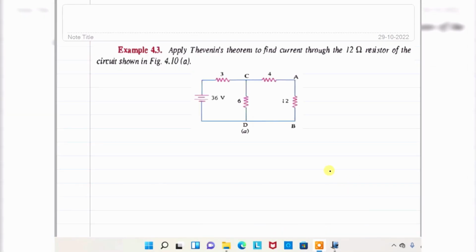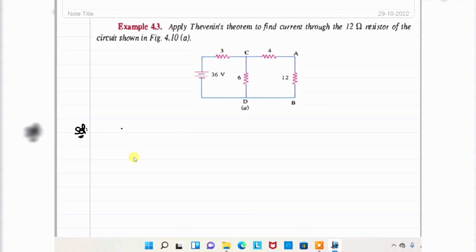Next, example 4.3. Here, apply Thevenin's theorem to find the current flowing through the 12 ohm resistance. This is a 12 ohm resistor shown in the figure. So I want to find out the current flowing through the 12 ohm. They are asking to use Thevenin's theorem.